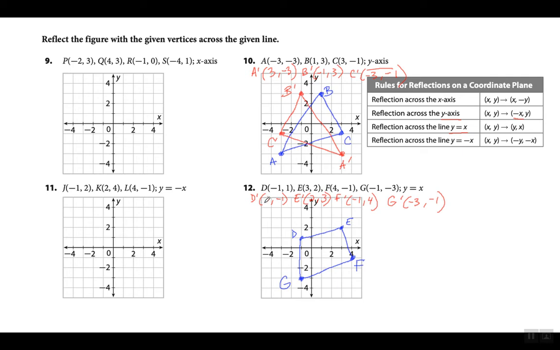Okay, now let me graph the image, the coordinates that are in red. So D prime is at positive 1, negative 1. Okay, E prime is at positive 2, positive 3. F prime is at negative 1, positive 4. And G prime is at negative 3, negative 1. Okay, now let me try to connect those.